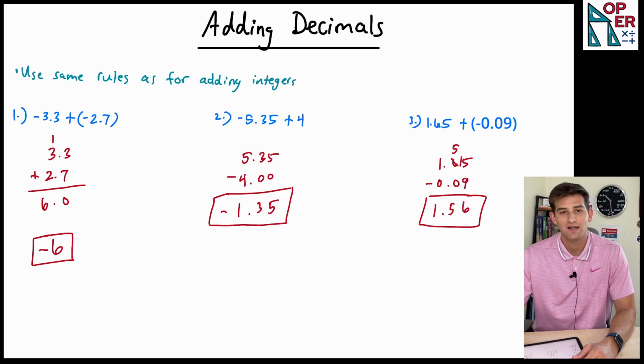So 1.56 would be our final answer for number 3, and that is how you can add decimals.